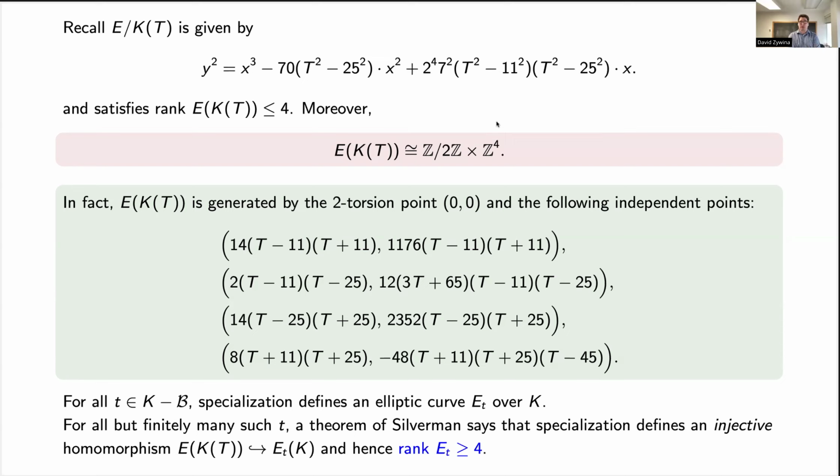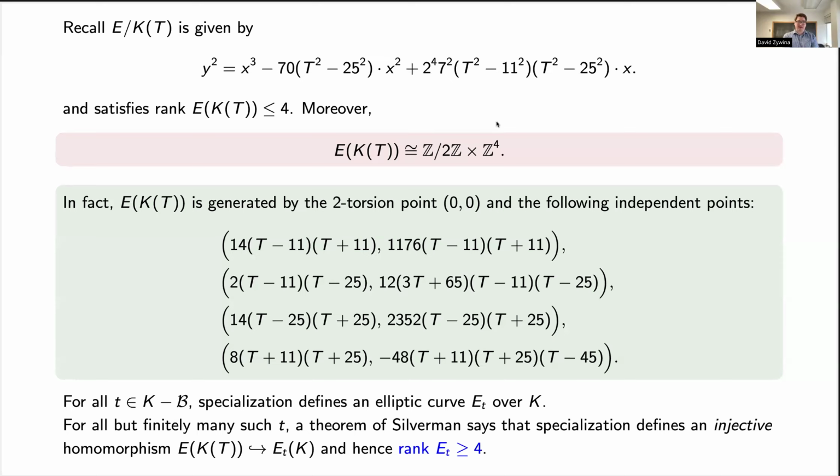And here's the structure of the Mordell-Weil group. It has a point of order 2, that's (0,0). And it has 4 other independent points. And here I wrote them down. You can check that these 4 points are independent on the curve. A little computation shows that actually they generate the Mordell-Weil group here.